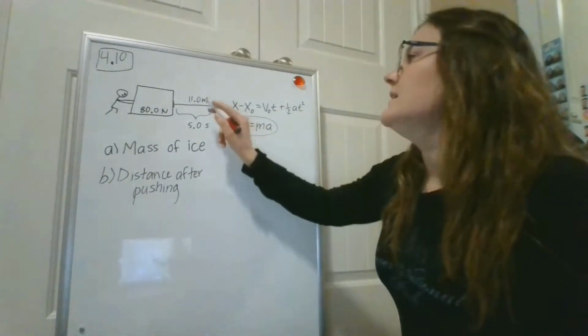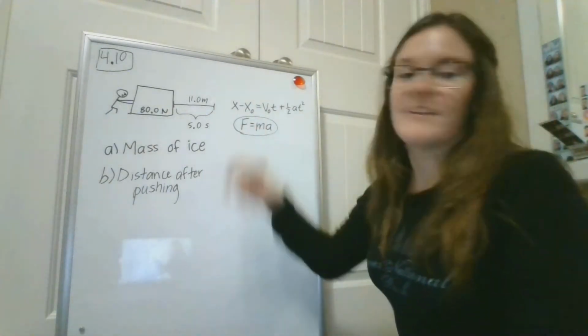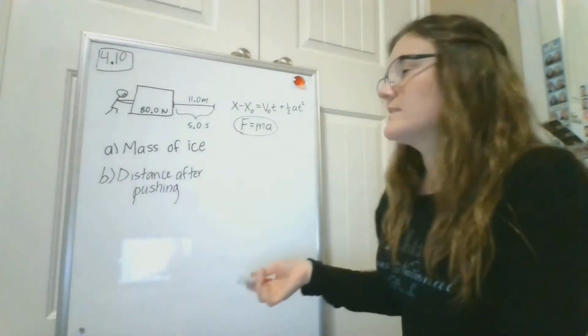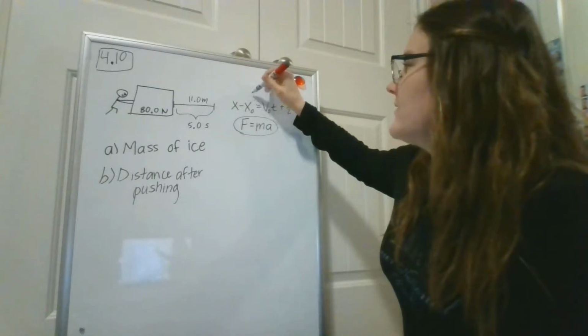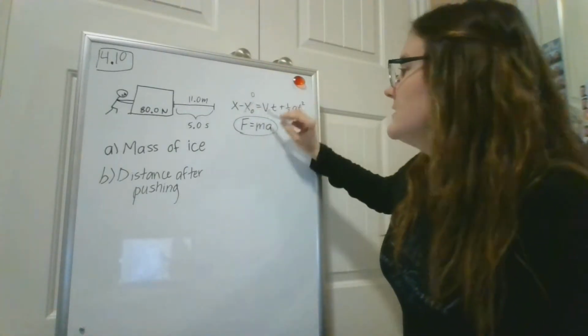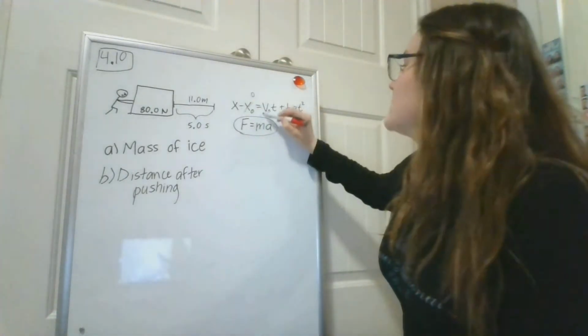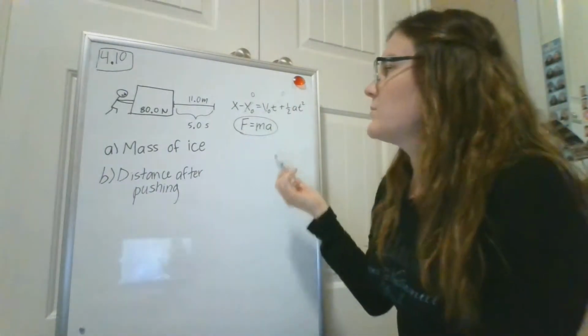And we can't just go 11 meters divided by 5 seconds divided by 5 seconds to get meters per second squared. It doesn't work that way. So we're going to do it this way. The initial position of the block of ice is 0. The initial velocity is 0 because it was at rest, so that whole thing equals 0. So now we can just plug in what we know.